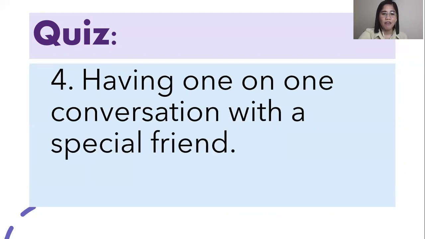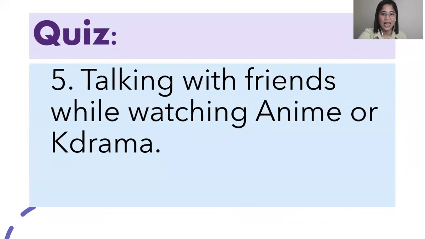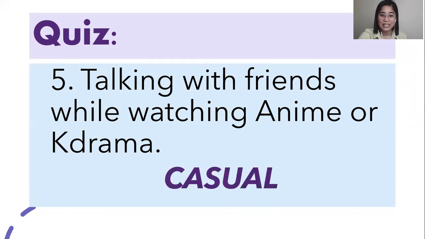Fourth one, having a one-on-one conversation with a special friend. Okay, it's not just a friend, but a special friend. That is intimate, correct? And then the last one, talking with friends while watching anime or K-drama. What is that? That is casual, correct? So those are the 5 types of communicative style: frozen, casual, intimate, formal, and consultative.